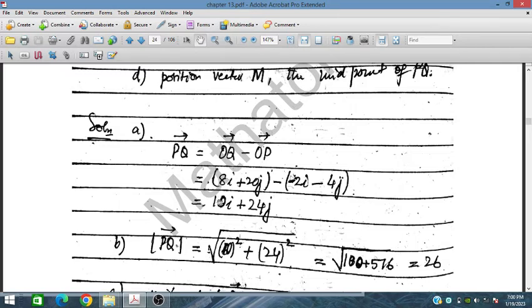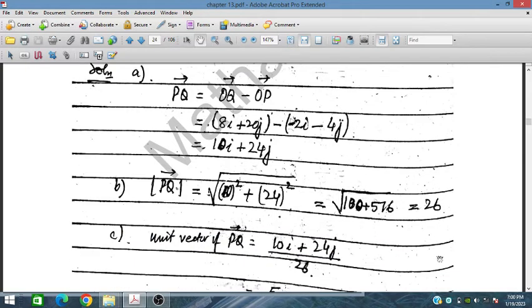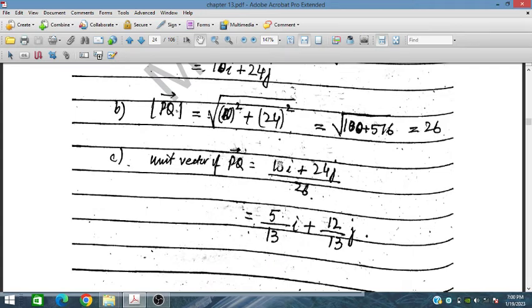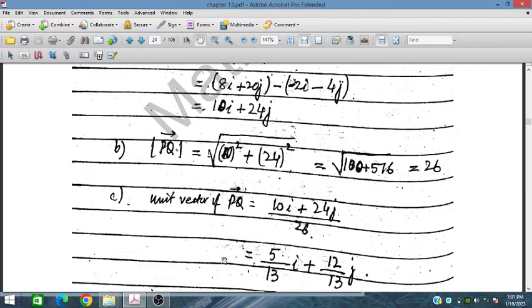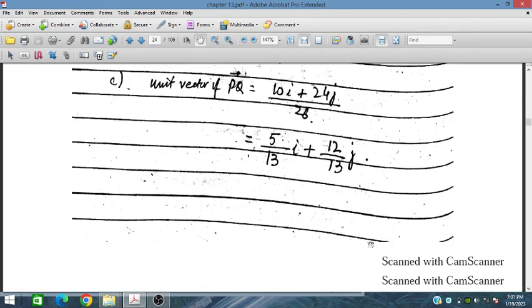In part B we have to find the magnitude. So we just take 10 squared and 24 squared under root, and the result is 26. For the unit vector of PQ, this is the vector and this is the magnitude, so we divide this vector by this magnitude to get the unit vector. So 10 upon 26 can be written here, and 24 upon 26, and then simplify it. 10 over 26 is 5 over 13, and 24 over 26 is 12 upon 13j. So this is the unit vector of PQ in simplified form.